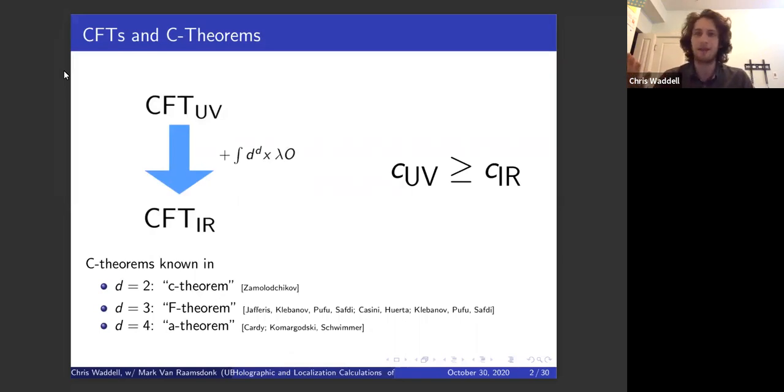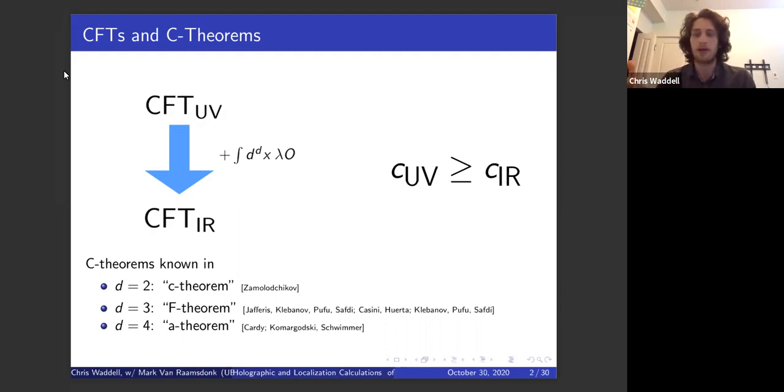In general, we can think about associating a UV complete quantum field theory with some RG flow between a CFT in the UV and then some CFT in the IR, where we perhaps deform by some relevant operator in order to move along the flow.